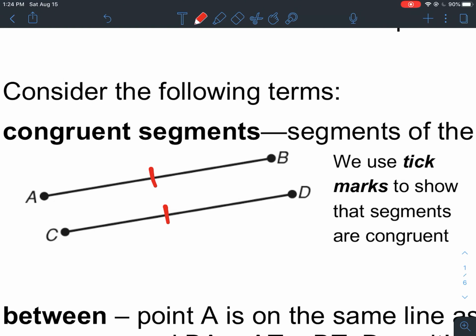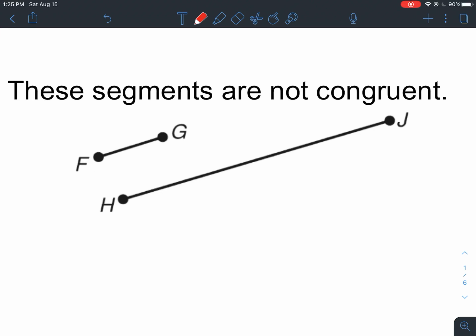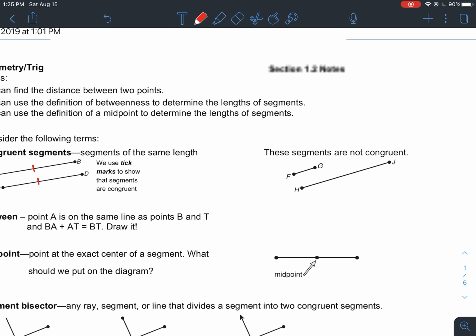Can you use more than just one dash here? You can use two dashes, three dashes, a triangle, a circle, whatever you want, as long as it's the same shape on both figures. These segments are not congruent, so you don't have to put different tick marks on them. You just leave them blank. If they're blank, that means they're not congruent to each other. So we say FG and HJ are not congruent to each other, okay?